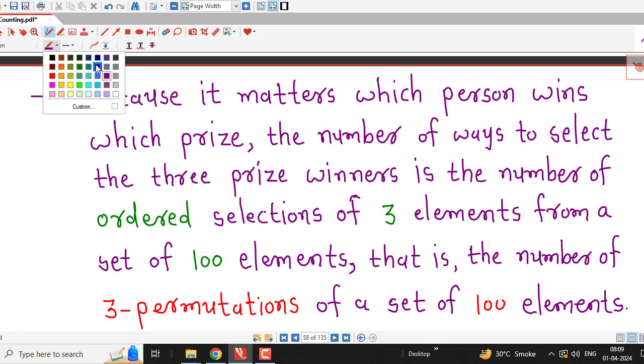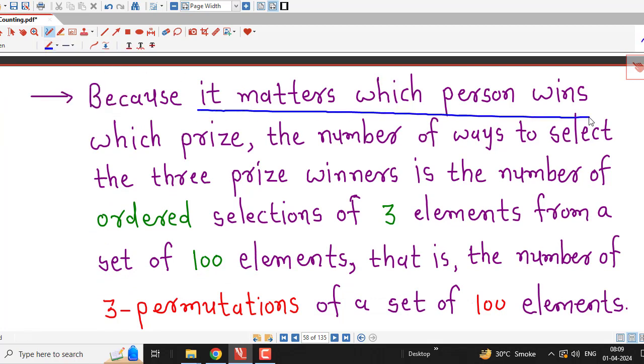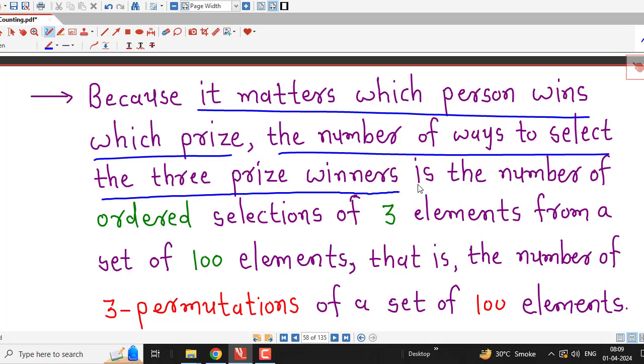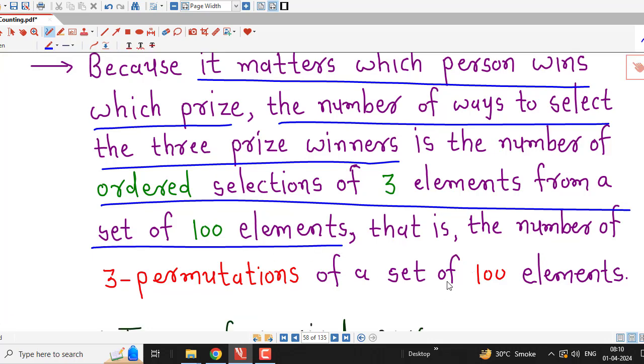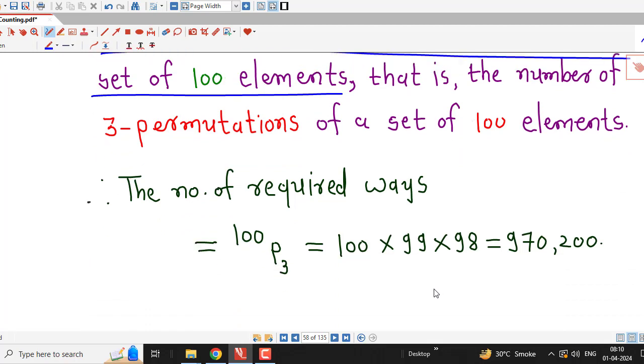Here I have written that it matters which person wins which prize. Therefore, the number of ways to select the 3 prize winners is the number of ordered selections of 3 elements from a set of 100 elements. That is the number of 3-permutations of a set of 100 elements, and hence the number of required ways is given by 100P3. If you multiply these three numbers, you will have 970,200 ways.